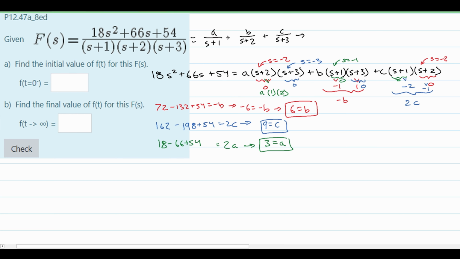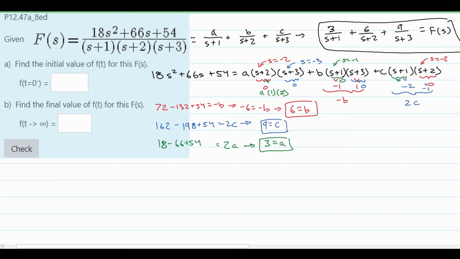So now we're going to plug these values back into our equation. We are going to have a 3 divided by s plus 1, and then we are going to have a plus 6 divided by s plus 2, and lastly a plus 9 divided by s plus 3. And this is still all equal to our f of s. So how do we convert this now into our f of t?